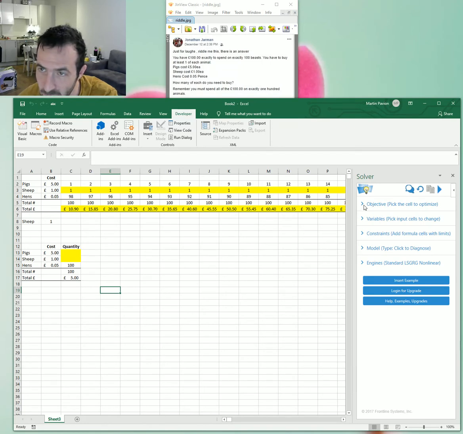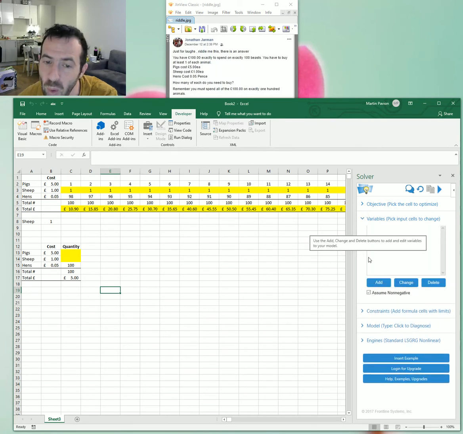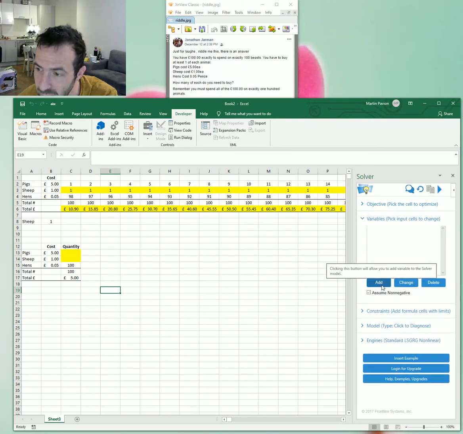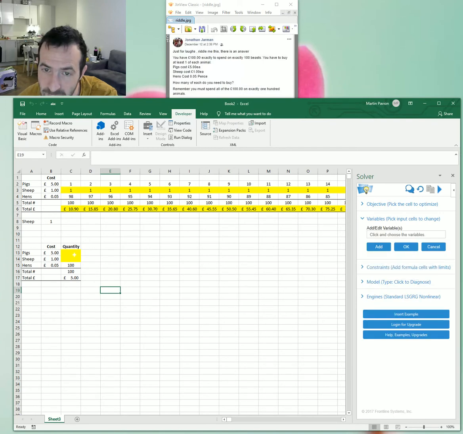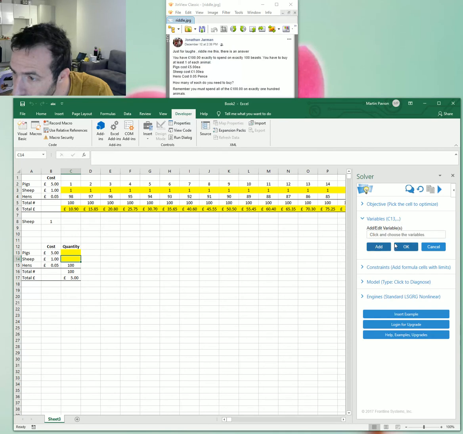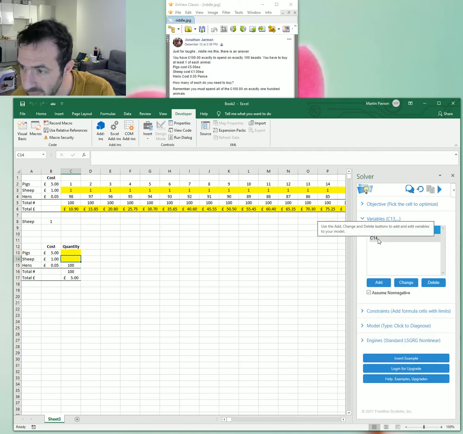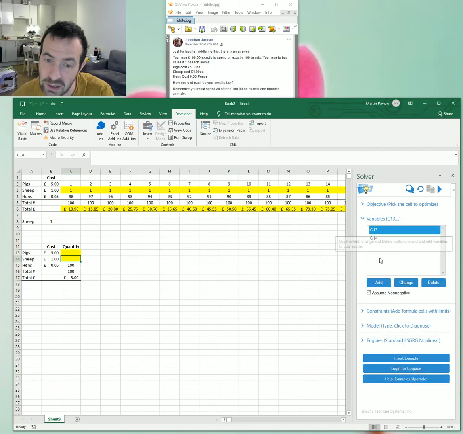I don't understand what we need for objectives, so you leave it blank. Variables, though, we need to tell Excel what we need to change. Okay, so we're going to add one, and that's going to be C13 here. So type that C13, okay, and also here C14. So that's easy enough. I can see them there. So this is what we're going to change to get our answer.